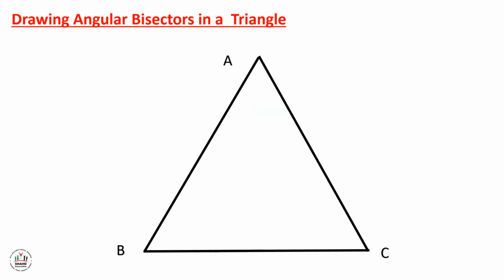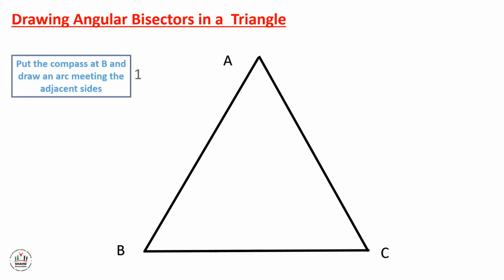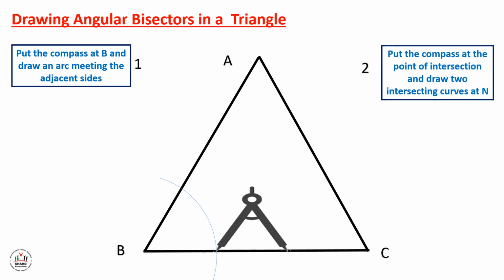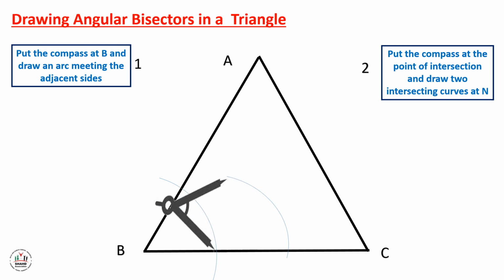Now let's draw the three angular bisectors in a triangle by using the same steps, but this time, of course, for each angle of this triangle. So to draw an angular bisector for angle B, for example, we need to put the compass at B and draw an arc meeting the adjacent sides. We put the compass at the points of intersection and draw two intersecting curves at N. And of course, we have 2 points of intersection with the two adjacent sides.